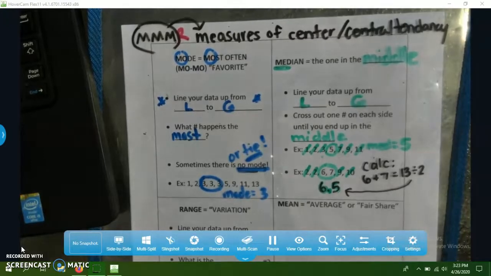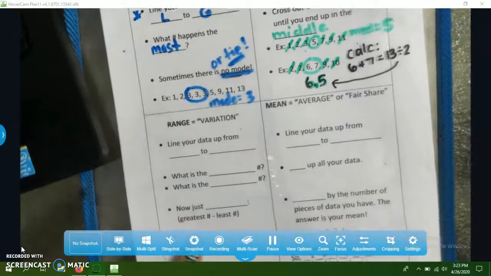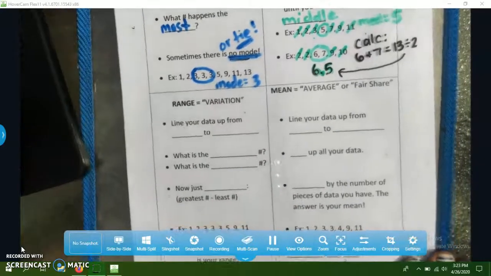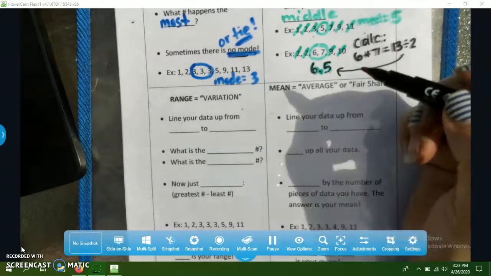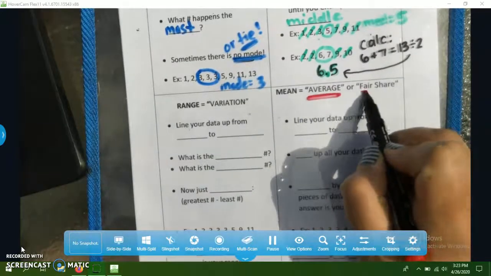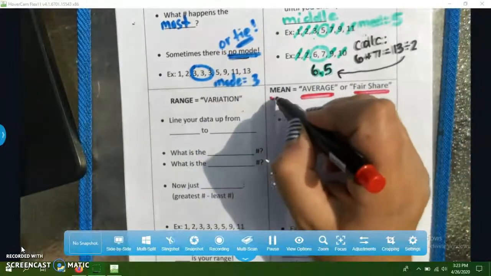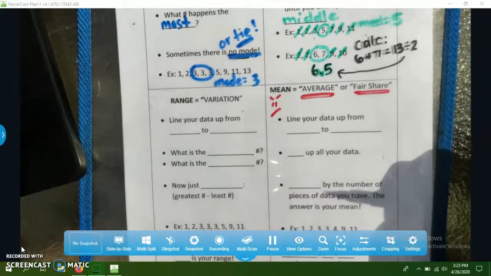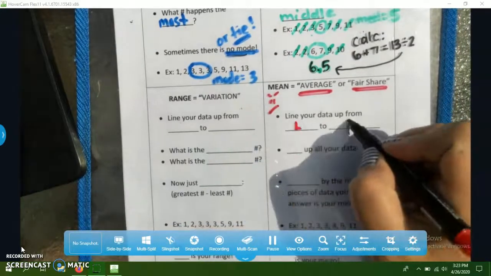Alright, next up is going to be finding the mean of a set of numbers. Mean, some 5th graders remember the mean because it is mean, they say. The mean is the average of our data, or the fair share. So a lot of 5th graders remember it's mean because it is the most work. So first we're going to make sure our data is lined up from least to greatest.